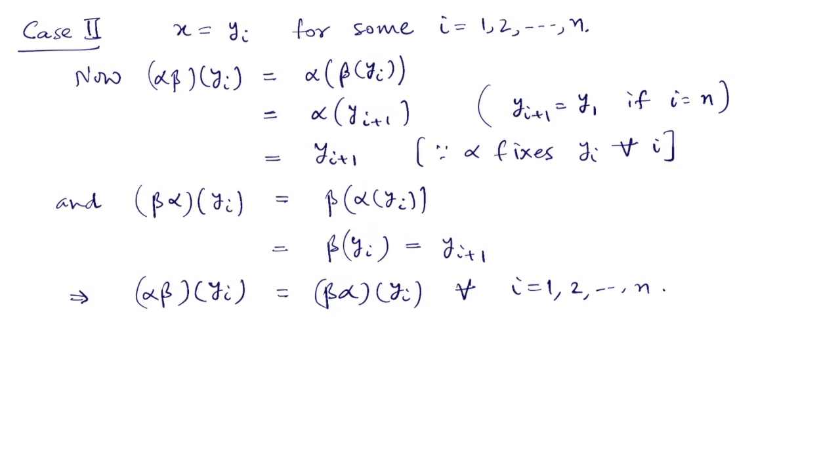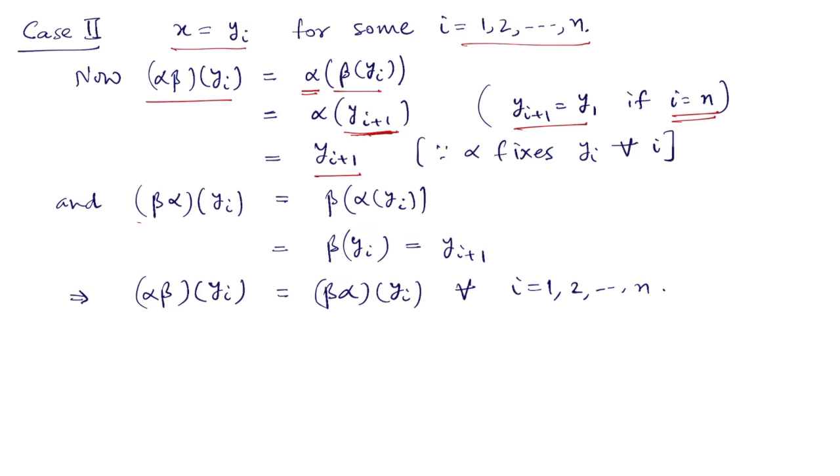In case 2, we assume that x is equal to yi for some i between 1 to n. So let us first apply alpha beta on yi. First we apply beta and then alpha. Beta of yi is y(i+1), because beta changes y1 to y2, y2 to y3 and so on, again with the understanding that if it is the last symbol, then it will go to the first symbol. So y(i+1) will be y1 if i is equal to n. Now because alpha fixes all yi's, alpha of y(i+1) is simply y(i+1).